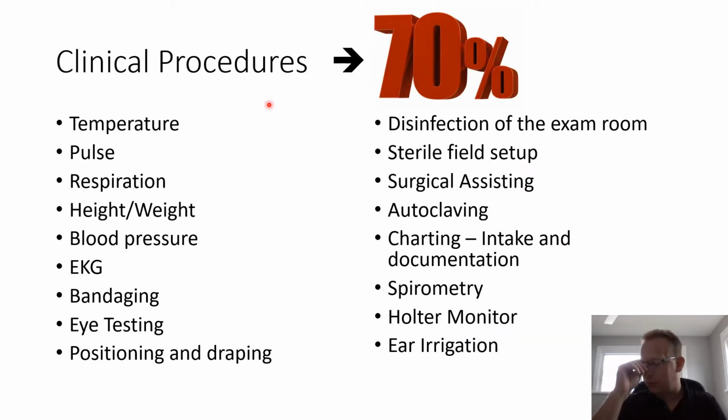So the skills that you're going to be doing during clinical procedures, you have to find a site that's going to allow you to do 70% of those skills. So if we're talking about temperature, pulse, respiration, height, weight, blood pressure, EKG, bandaging, eye testing, positioning and draping, disinfection, etc. If you have a look at this list, your main goal is to find a clinical site that's going to allow you to do 70% of these skills.